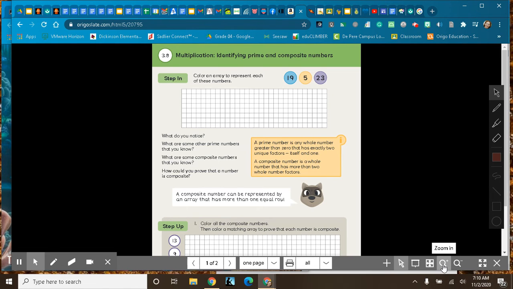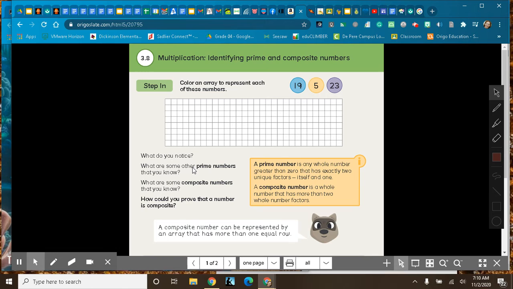So page 102 shows you up here, multiplication, identifying prime and composite numbers. Color an array to represent each of these numbers. So for 19, we always start with 1. Always start with 1. So if you're starting with 1 and you're going to draw an array that represents 19, you have 1, 2, 3, 4, 5, 6, 7, 8, 9, 10, 11, 12, 13, 14, 15, 16, 17, 18, and 19. That is the only array that represents 19.